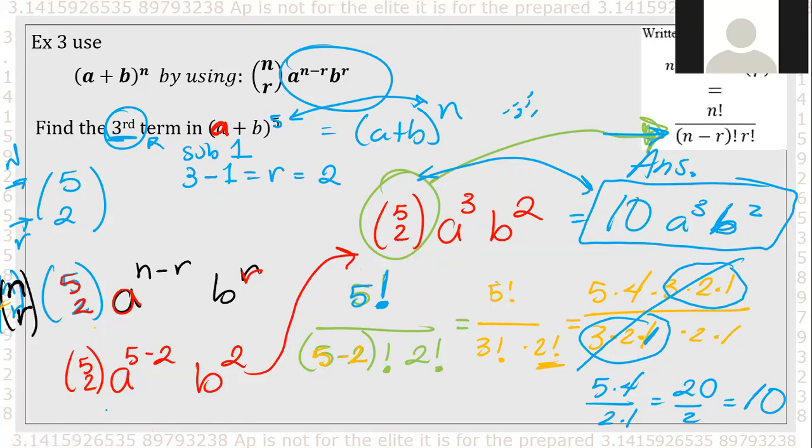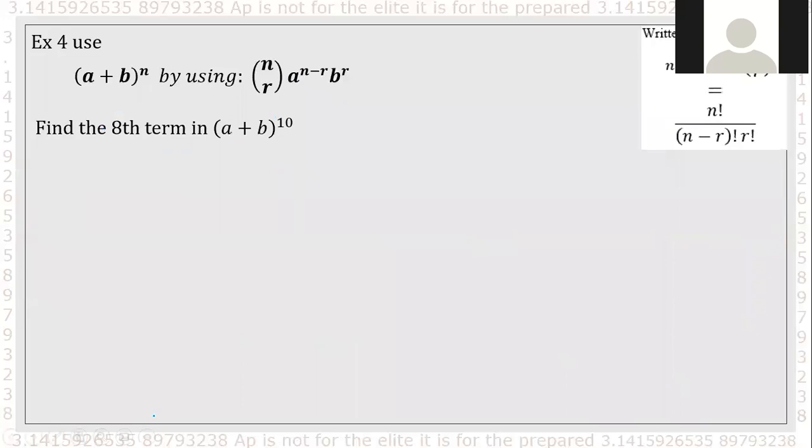Any questions, guys? If not, the chat box is also open, guys. You guys can ask questions there, and I'll try to see them as fast as I can. This is my last example, guys, so if you have questions, please ask them. Okay, so I'll give you a couple seconds so you guys can get ahead of me, and we're gonna find the 8th term, given that the exponent is 10.